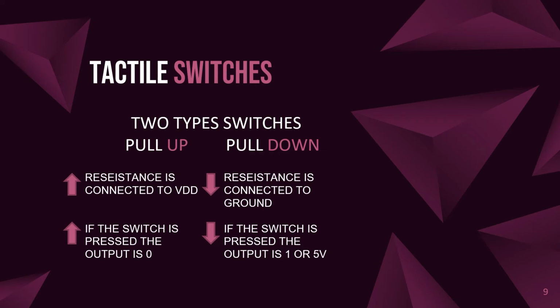So there are two types, pull up and pull down. In pull up, the resistor is connected to VDD and the switch is connected to the ground. So while you press the switch in this pull up concept, zero will pass to the microcontroller. In pull down, the resistor is connected to the ground and the switch is connected to VDD. So while pressing, short circuiting this switch, 5 volts or 1 will be sent to the microcontroller. So this is a tactile switch.